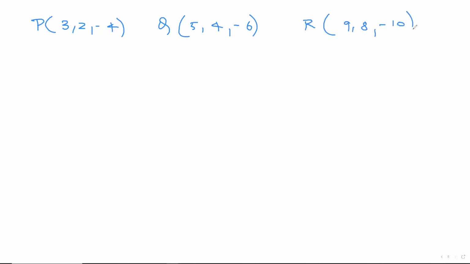But they've given the condition. P's value is given to me as 3, 2, minus 4. And Q's value is given to me as 5, 4, minus 6. And one more genuine piece of advice: try to copy the points properly from the question paper. R is 9, 8, minus 10. P, Q, R are collinear. This is given to me. They're asking to find the ratio.